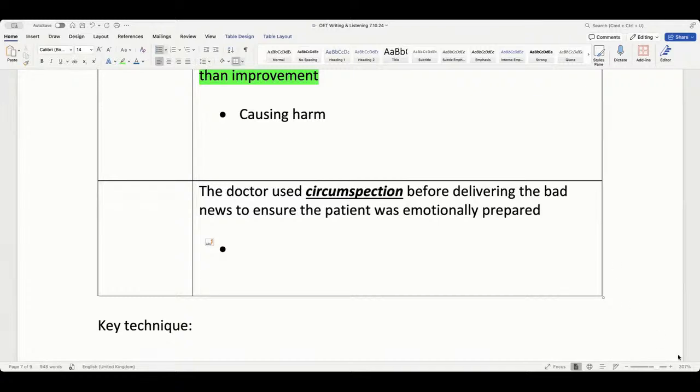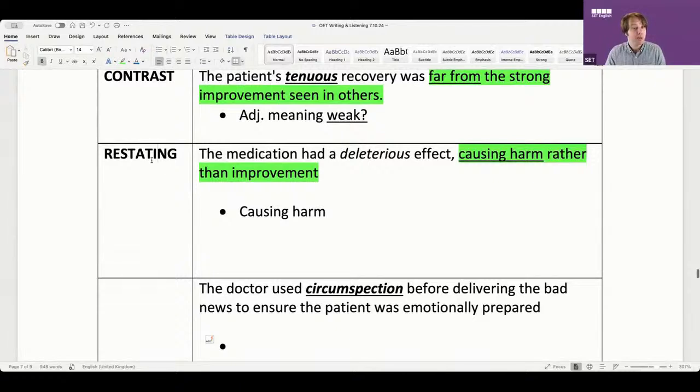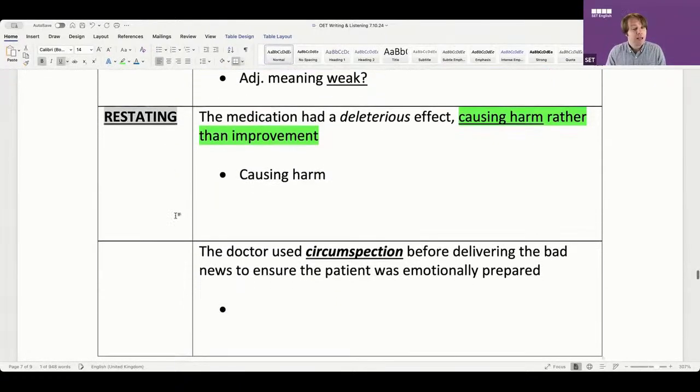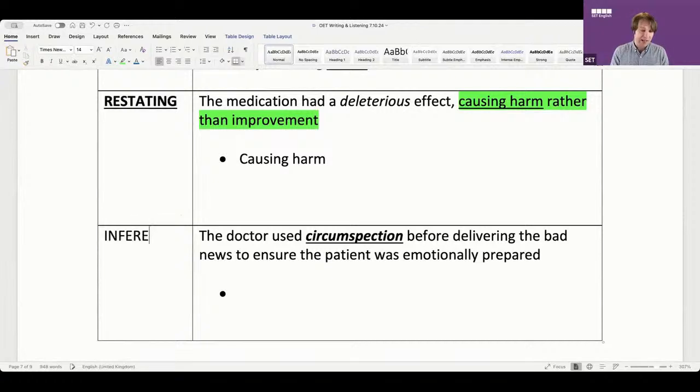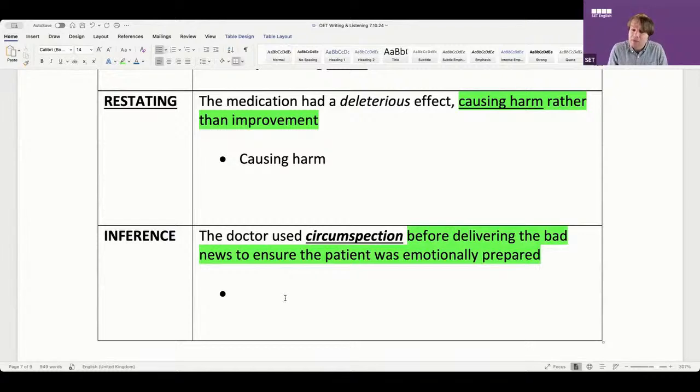Now, this is a hard one, okay? This one is easy because here we are restating. Here, Mary, I want to call this one something like inference. Okay? It's not very obvious what this is. We're not sure, are we? But we can guess, we can make some inferences.